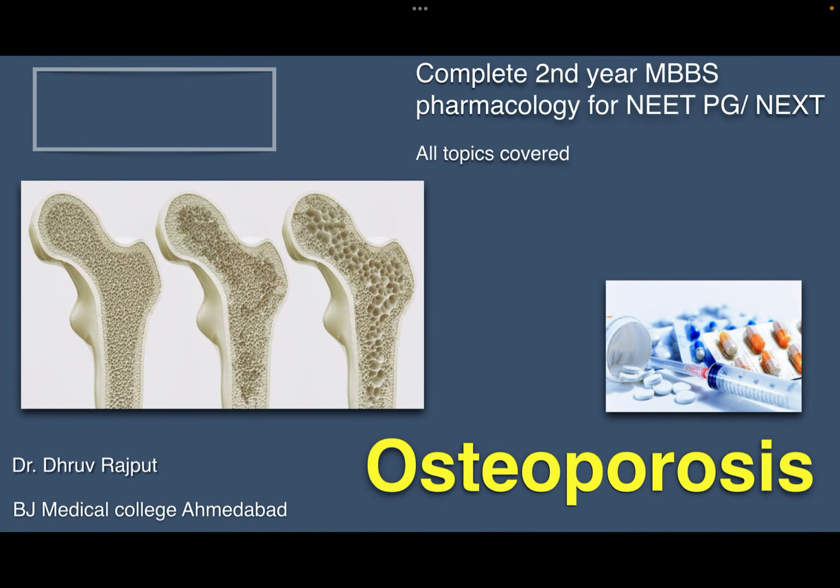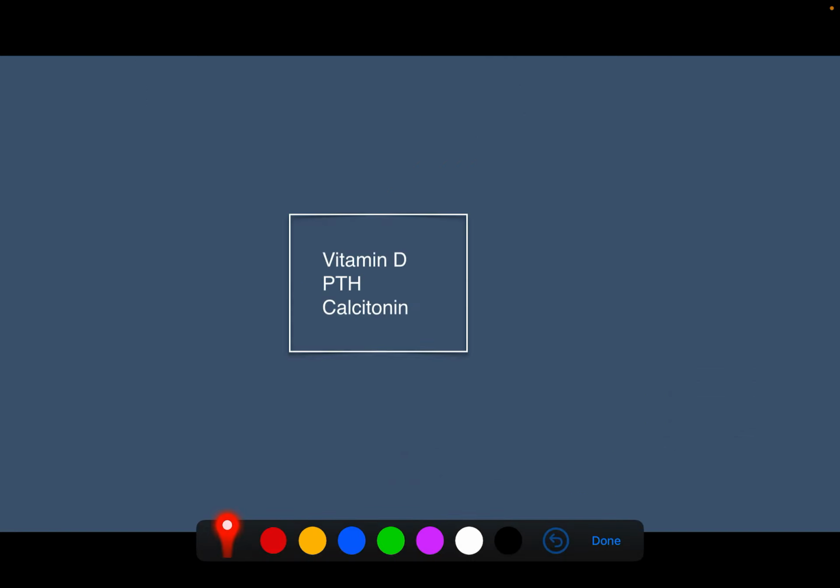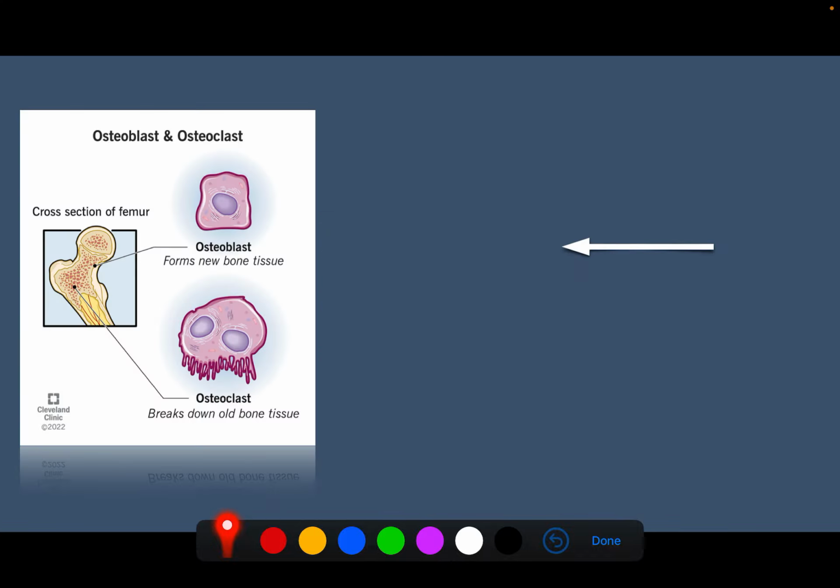So we are doing osteoporosis in this lecture. These three things, vitamin D, parathyroid hormone and calcitonin, are majorly responsible for the calcium metabolism in our body. Starting with the very basics, bone has two types of cells: osteoblast, which makes the bone, and osteoclast, which breaks or dissolves the bone.